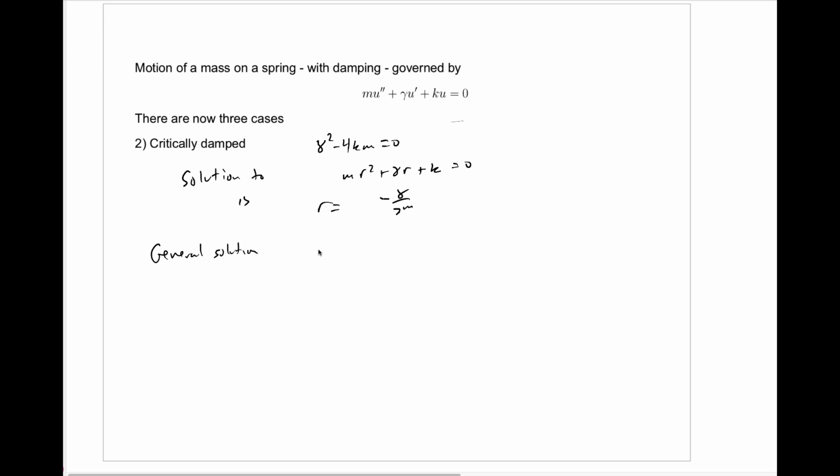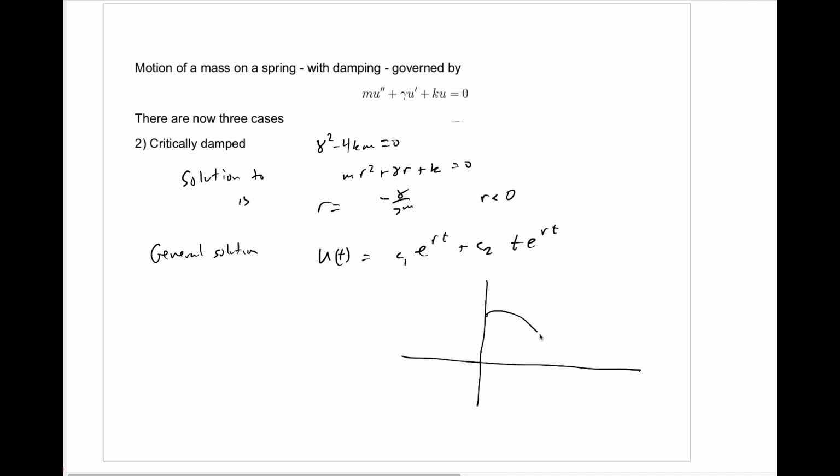and that means your general solution to the original differential equation is u of t equals some constant c1 times e to the rt. Of course, here you can see r is a negative number, plus c2 times t e to the rt, because we have a repeated root of this characteristic equation. If we graph that, it wouldn't look substantially different from the overdamped situation. Even though t blows up, e to the rt goes to 0 much more quickly than t increases.